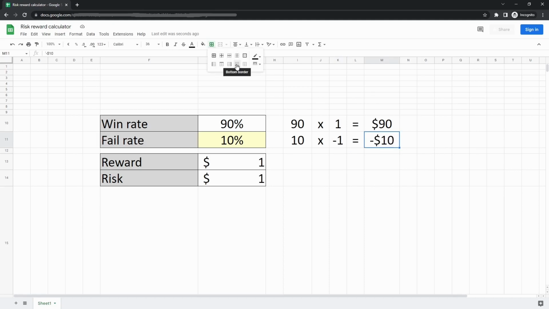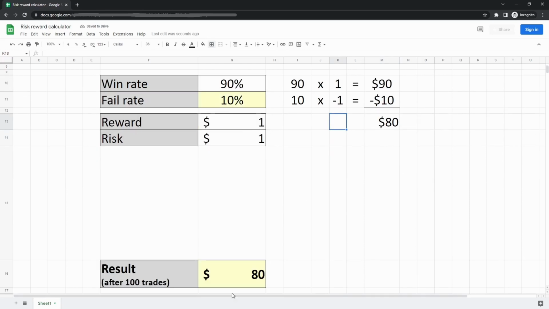And how much do we get in the end? $90 less 10, we get $80 of profit for every 100 trades. And this is what we have here.